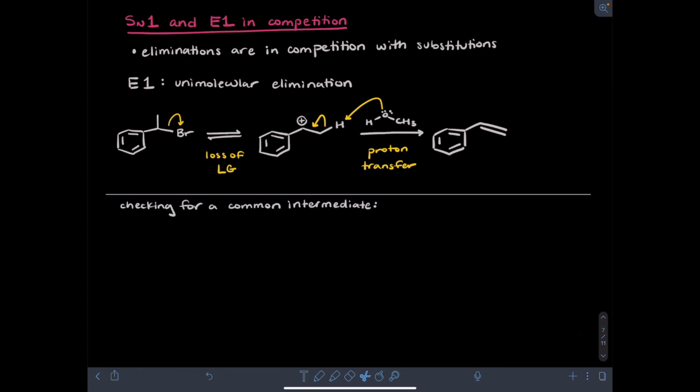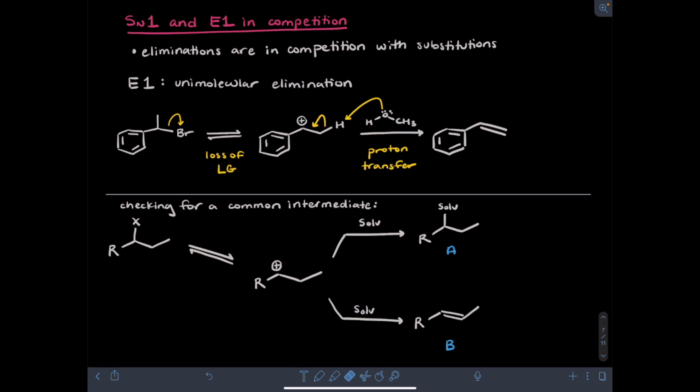A type of experiment that organic chemists have done is checking for a common intermediate in SN1 and E1 reactions. Let's imagine starting out with a general alkyl halide, where X is some halide, and the first step of either the SN1 mechanism or the E1 mechanism would be a carbocation formation step. One possibility is that the solvent acts as a nucleophile, ultimately generating a substitution product, which I'll call A. Or the carbocation could react with the same type of solvent to undergo an elimination reaction to form an alkene product, which I'll call B. So the same carbocation intermediate could go on to form two different products by reaction with the solvent.